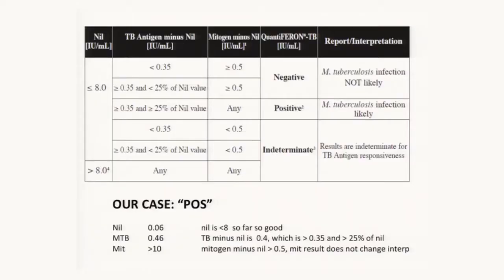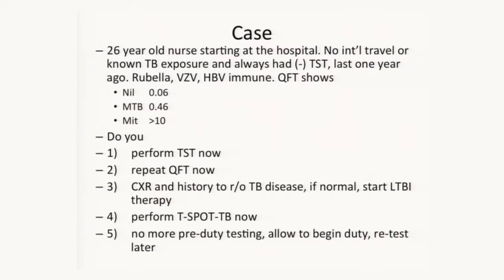So this kind of case comes up a lot. Here's a nurse starting at a hospital. She's never really traveled or done anything, and she's always had negative skin tests, and her other lab tests look good. And you do a QuantiFERON on this person, and oh my gosh, they're low positive. So their MTB is 0.46 and their nil is 0.06, so their delta is 0.40. So what are you going to do now?